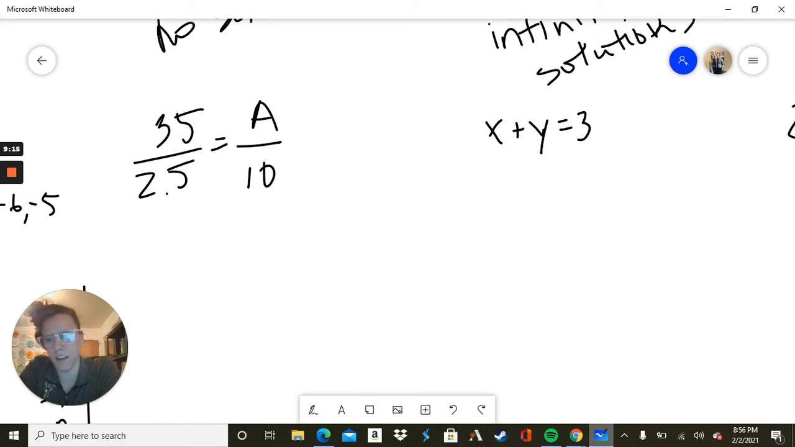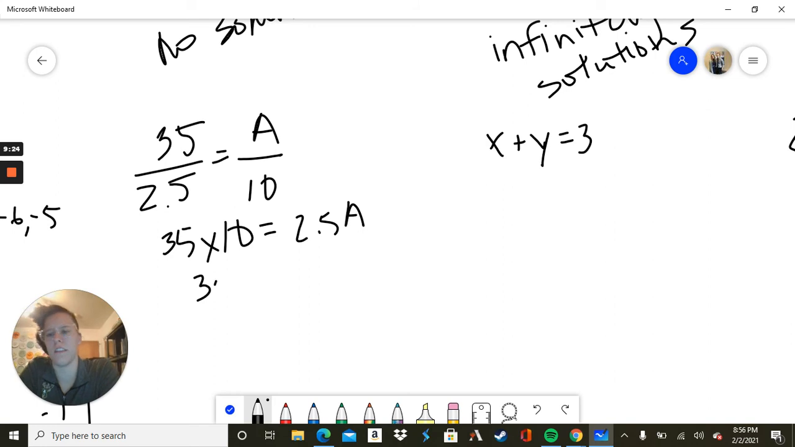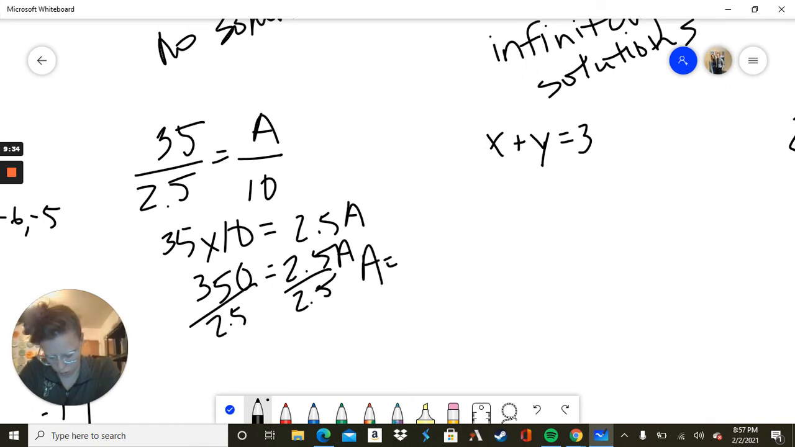So we're going to take 35 times 10 equals 2.5a. 35 times 10 is 350, which equals 2.5a, divided by 2.5. And a, the square feet that she can mow in 10 minutes, is 140 square feet in 10 minutes, okay?